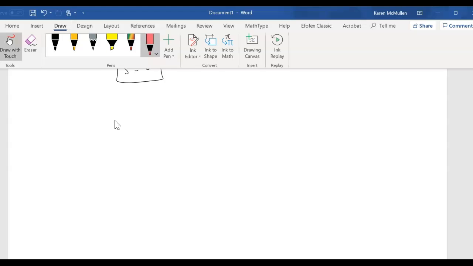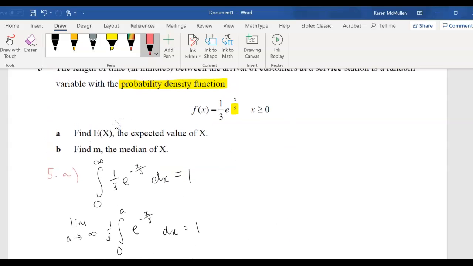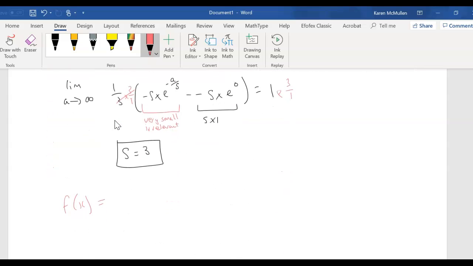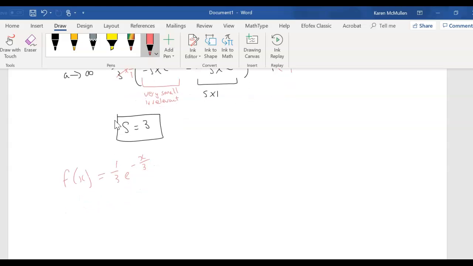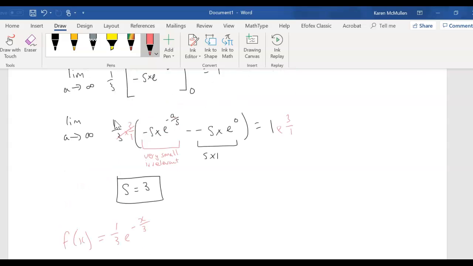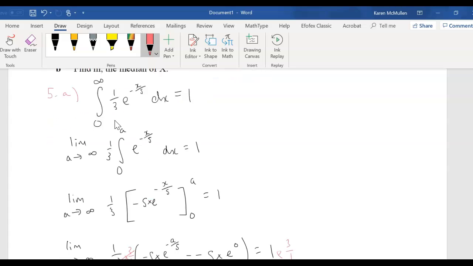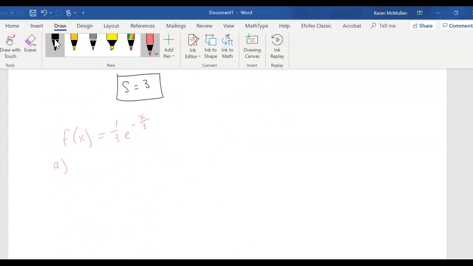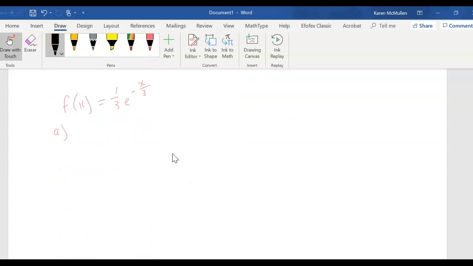Okay, so now our function, just get that back up, is f of x equals, and I can't remember what it was, 1/3 e to the negative x, and it's not s anymore, it's 3. Okay, so that's our function. So now we can do question A. All right, and I think from memory we were finding the expected value. Okay, so let's go ahead and do the expected value.